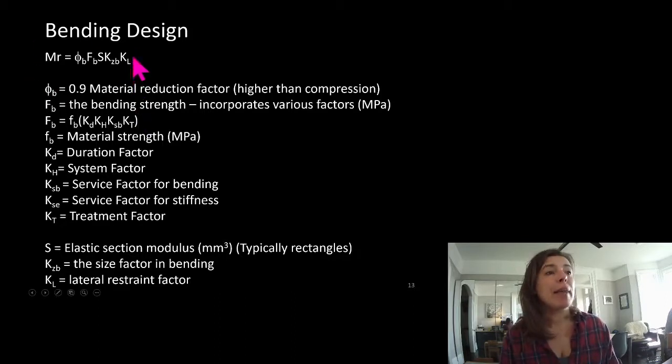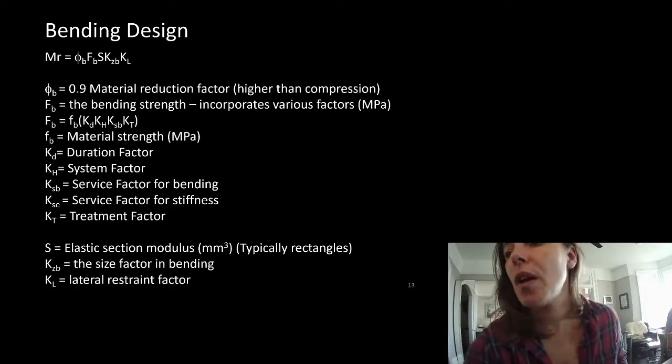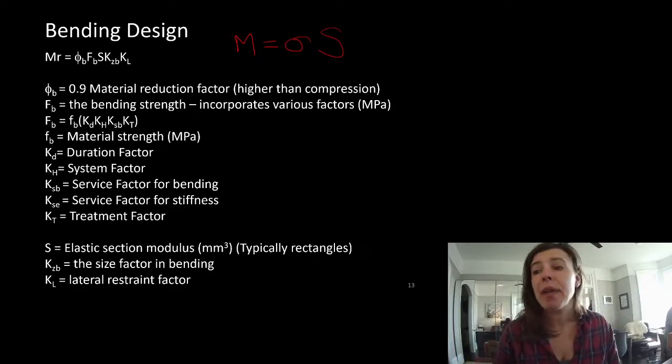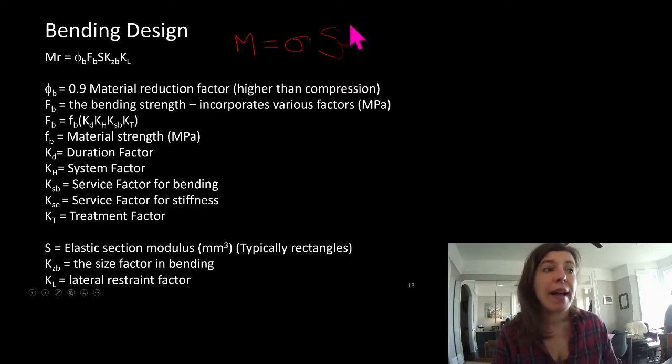So we have our equation for bending design. Do you guys remember, when we were talking about just normal old bending stress, we had M equals stress times our shape property, which was our section modulus? Well, this is our bending design equation for wood. We have an R here, so we know there's got to be a reduction factor. There's our reduction factor that lets us put this little R here.